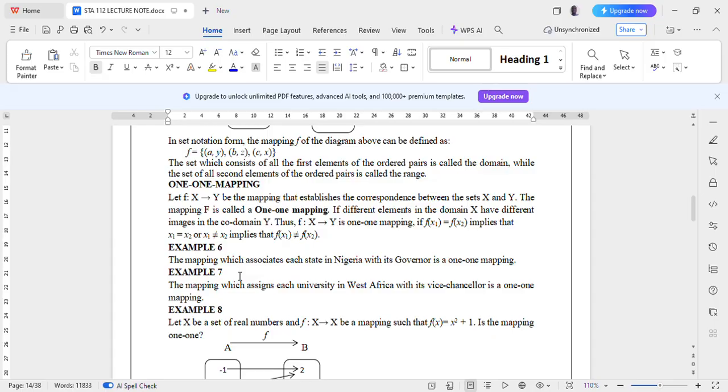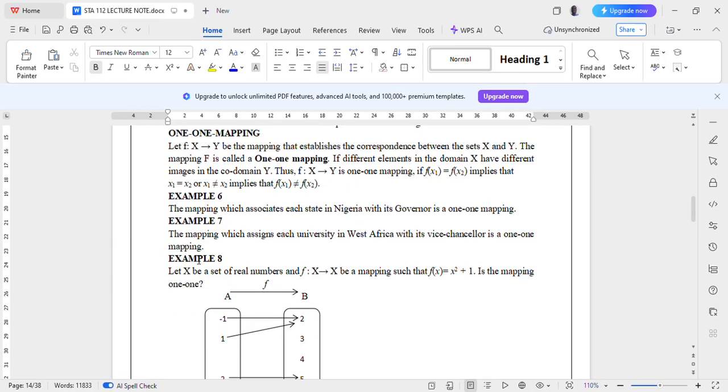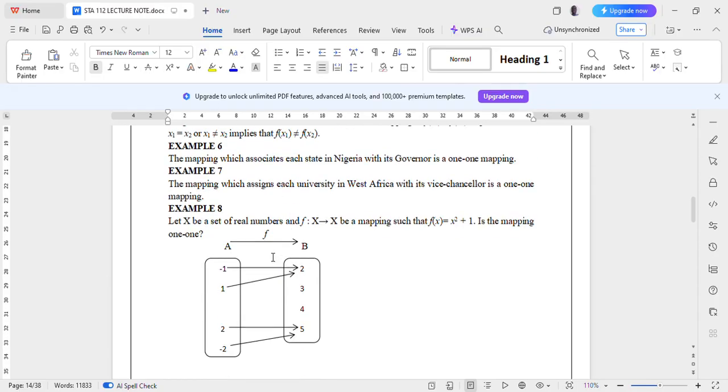Likewise, in a country, one president to a country. So the mapping which assigns each university its vice chancellor is one-to-one as well. We can't have two vice chancellors in a university at the same time. It's not possible. We can't have two rectors at the same time. Only one. So that's a perfect example of one-to-one mapping.